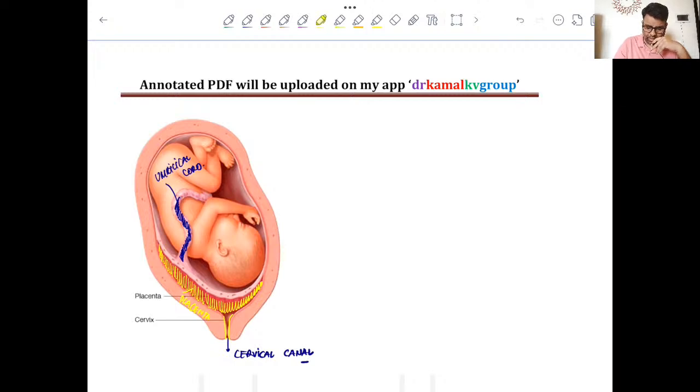Now what I want to show you here is that this placental tissue is overlying the cervical opening, right? So placenta is overlying, you can say, cervical opening, and this condition can at times result in bleeding, that is known as antepartum hemorrhage, right? So this condition can result in antepartum hemorrhage.